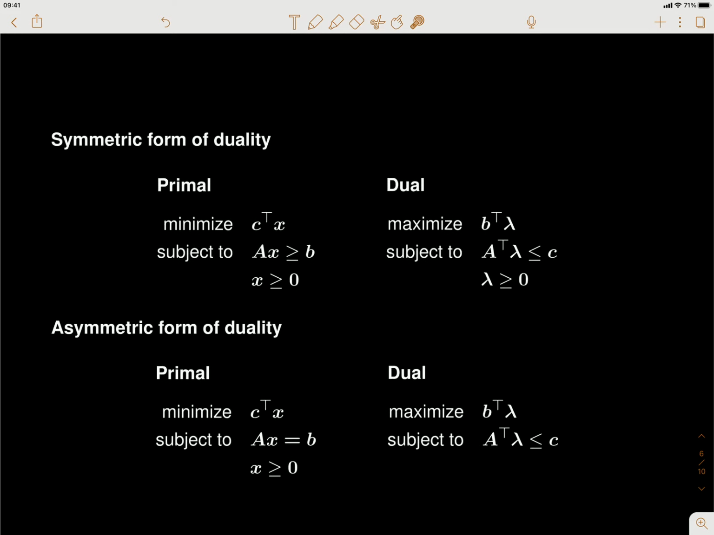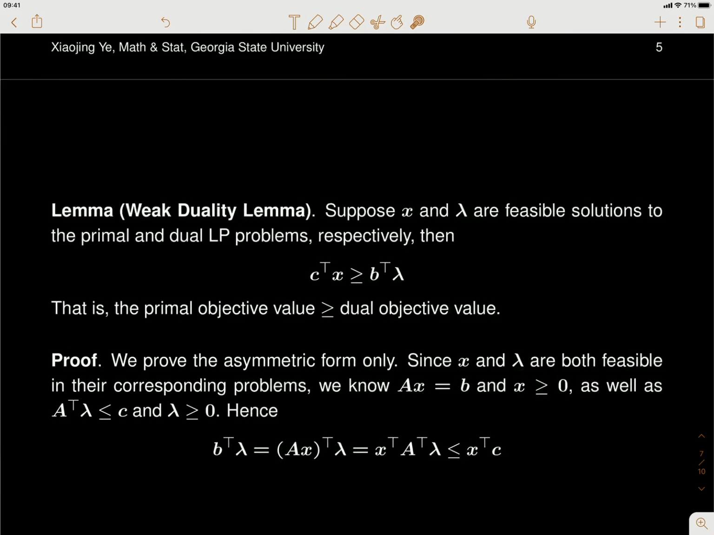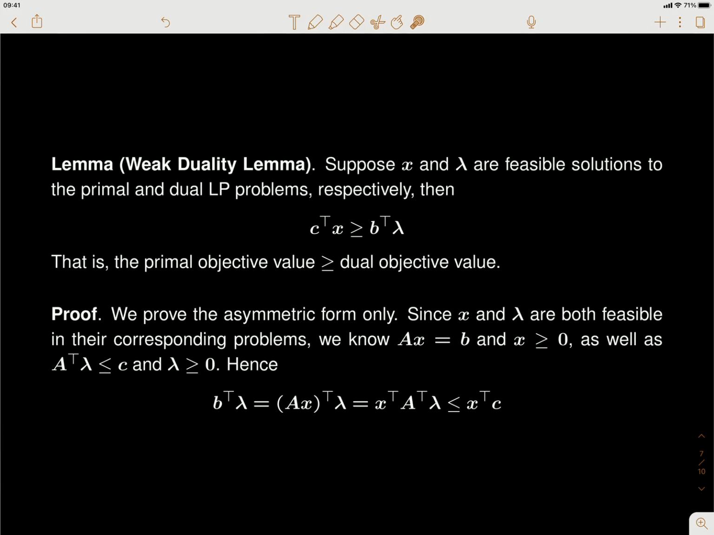It means, for example in this case, we say that x is feasible if it satisfies this. It doesn't have to be optimal yet, but at least it satisfies all the constraints. And similarly, the dual variable needs to satisfy this as well. So as long as x and lambda satisfy their constraints, then this must be true.